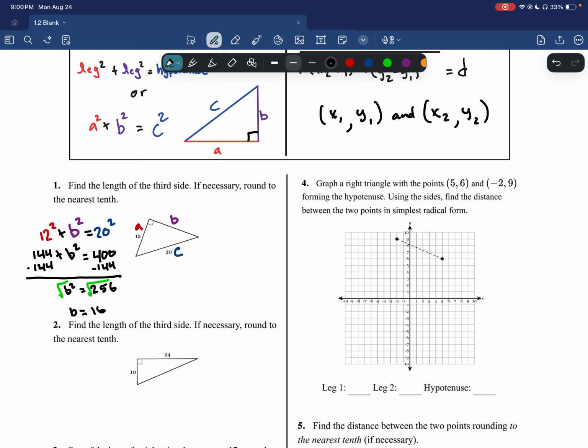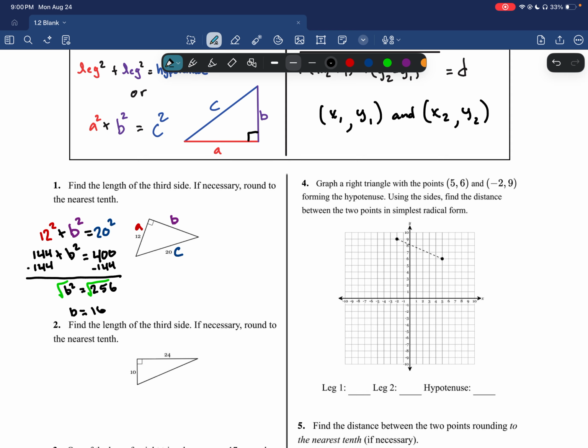A good thing about this lesson, a lot of the times it's going to ask us to round to the nearest tenth. Okay, so because we're rounding, we can actually just plug in the square root of 256 into our calculator, and it just gives me 16.